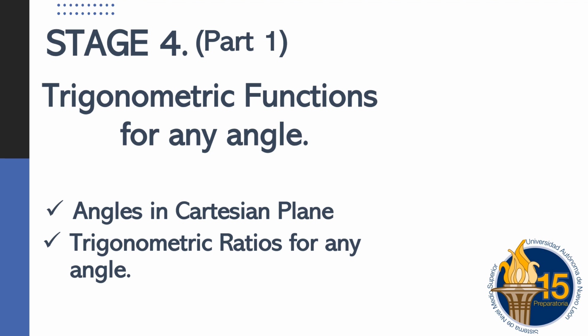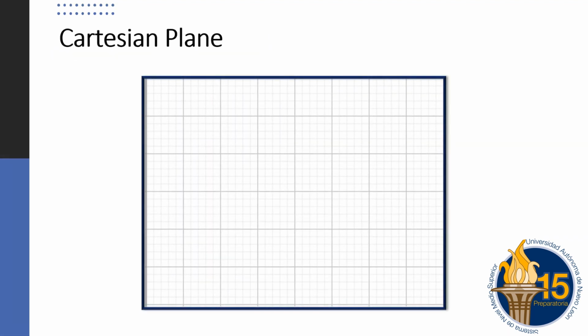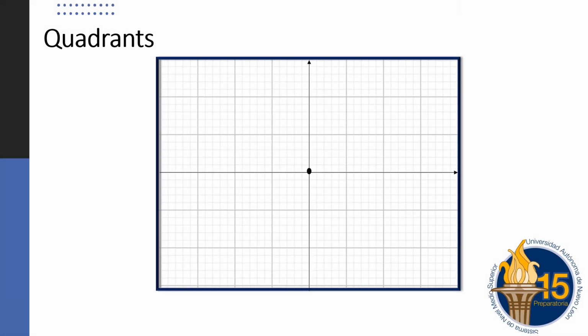So let's begin. The Cartesian plane is formed by two perpendicular lines, a horizontal and a vertical. These lines cut at a point. The horizontal line is called the x-axis. The vertical line is called the y-axis. And the point where both lines cut is called the origin. These lines form four regions called quadrants. These quadrants are numbered in counterclockwise form, starting at the upper right quadrant.